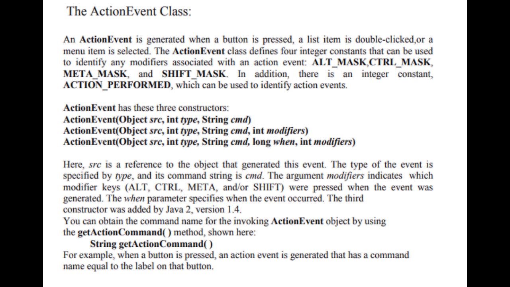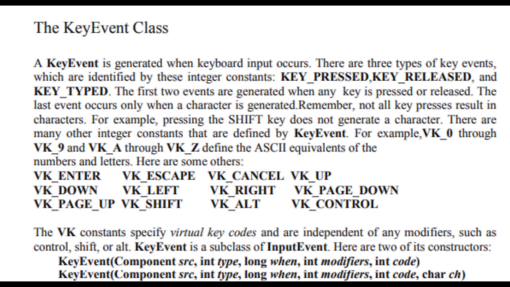Next, let us see the KeyEvent class. A KeyEvent object will be generated when a keyboard input occurs, that is, when you press a key. It has three constants: KEY_PRESSED, KEY_RELEASED, and KEY_TYPED. KEY_PRESSED and KEY_RELEASED are generated when any key is pressed or released, and the third one, KEY_TYPED, occurs only when a character is generated.